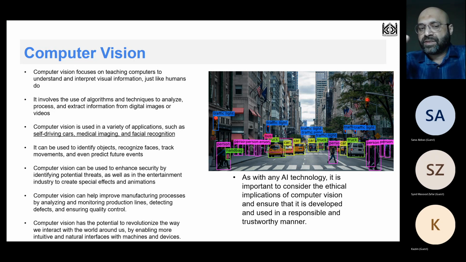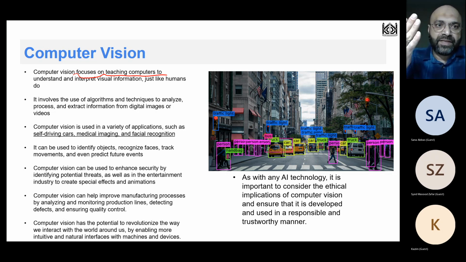Remember the supervised learning we discussed last week? Based off of that, it starts picking up, okay, this is the traffic light I'm seeing, identifying the objects from a list provided to it. It focuses on teaching computers to understand and interpret visual information like humans do, like what we see. So giving that capability to the computer to understand and analyze those visuals.